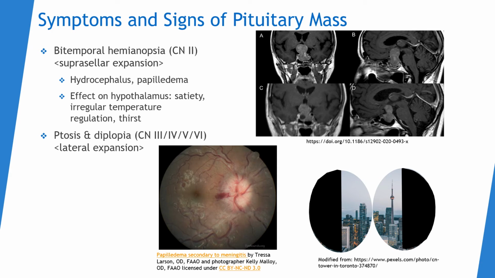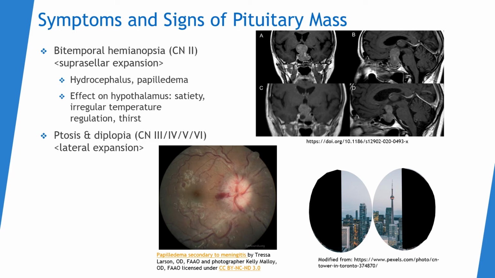One representative sign of pituitary mass is bitemporal hemianopsia. This occurs if the pituitary mass has expanded suprasellarly, and it can also cause blockage in the flow of cerebrospinal fluid, causing hydrocephalus, and also increase the intracranial pressure, causing papilledema, which can be observed in the optic disc with blurred edges and a raised disc.